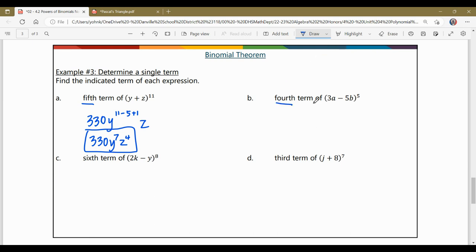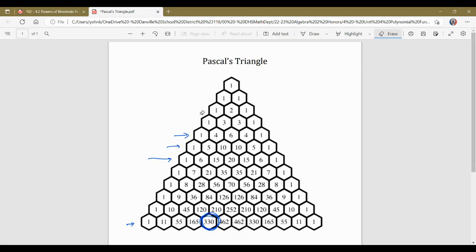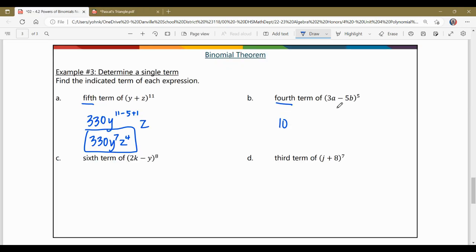All right, I need the fourth term of the quantity 3a minus 5b to the fifth. So I need to find the fifth row and the fourth term. So fifth row, fourth term. Let's get rid of some of the old ones. All right, fifth row, fourth term would be 10. So I'm going to put a 10. Then I'm going to take the first thing, 3a, and I'm going to do it to the 5 minus 4, the power minus the term, minus 1. No, plus 1.